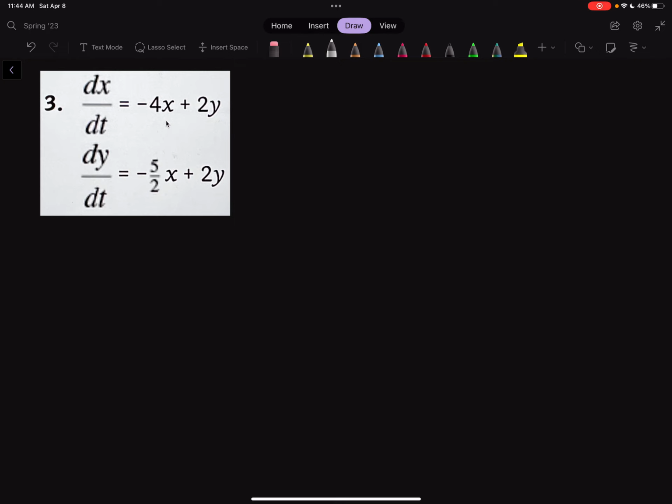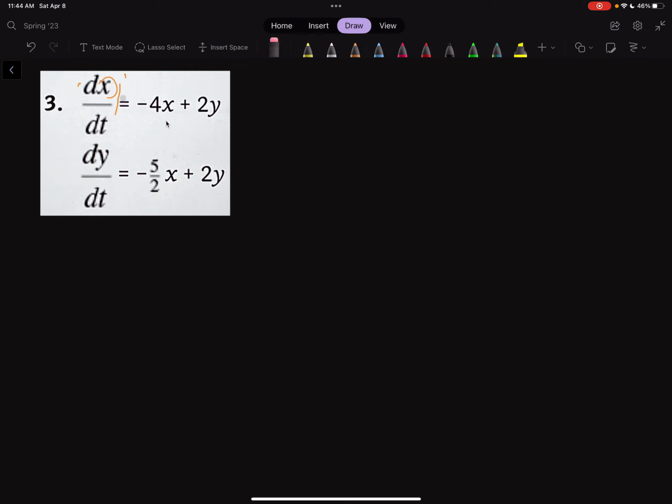So let's see if each of these equations is linear. To see if it's linear, I'm going to look at the dependent variable, in this case x, and check that x and all of its derivatives are to the power of 1. Well, in this case, I can see that this is to the power of 1, and this is also to the power of 1. That's great. So that criterion is met.